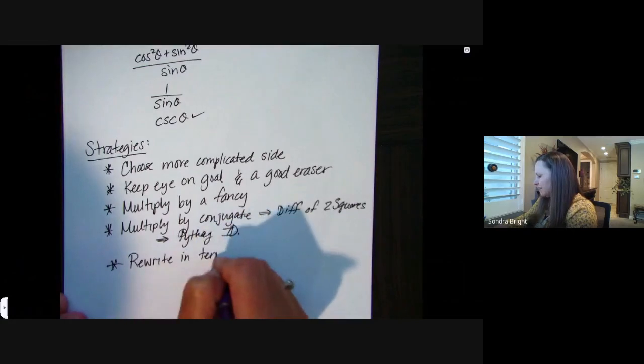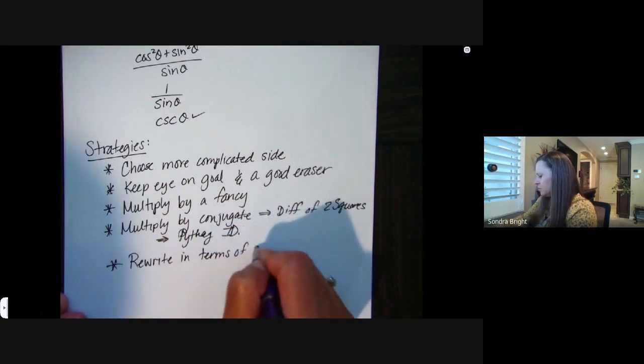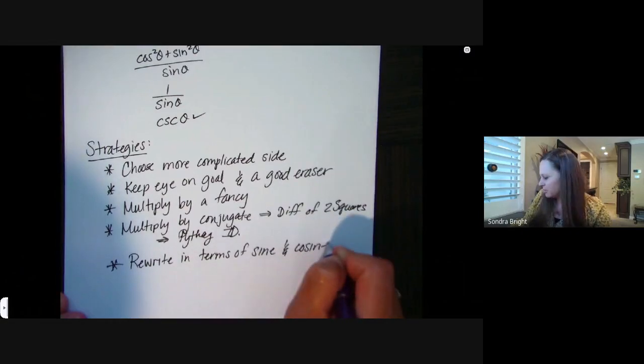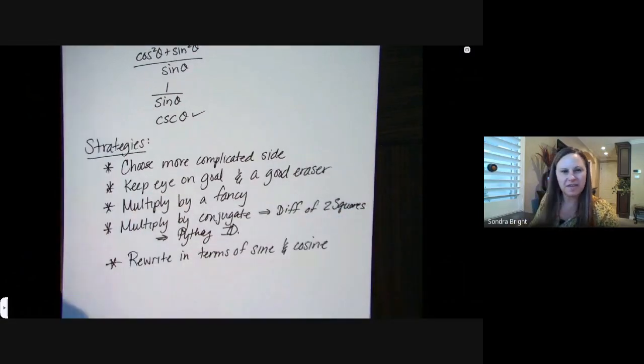You don't want to do that first, because you could make something way more complicated than it needs to be, especially if it's already so close to being a Pythagorean identity. It's easier to change that. But when you don't have any other choice, then sine and cosine will work.